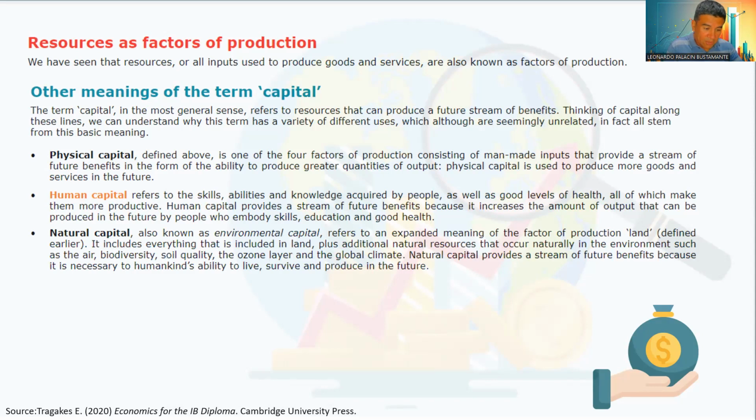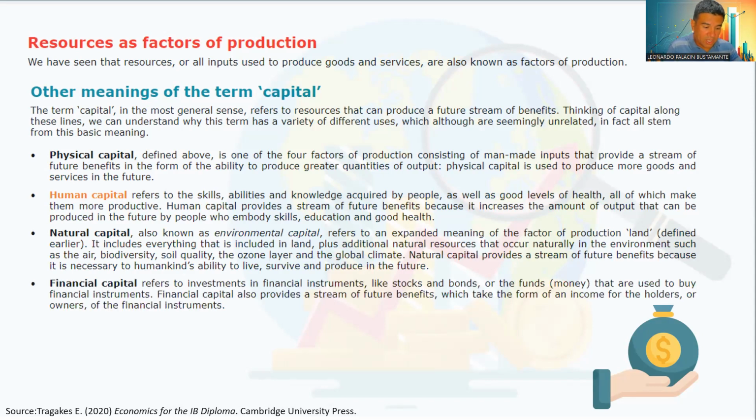We have natural capital, that is, environmental capital, and financial capital. Here we have some terms that we will be studying in the future: financial instruments like stocks and bonds, funds that are used to provide benefits.